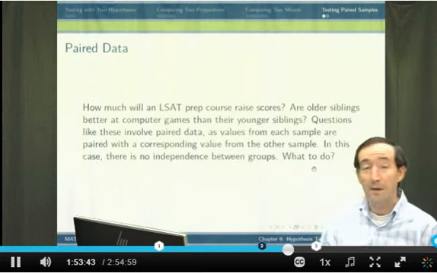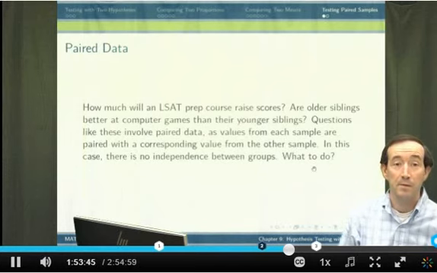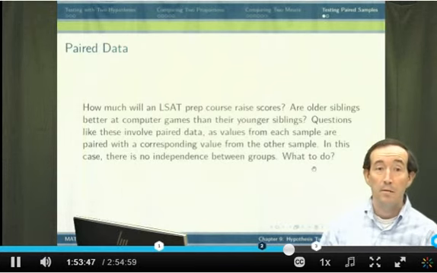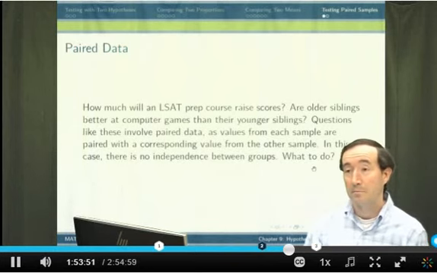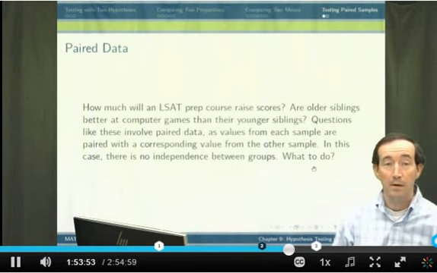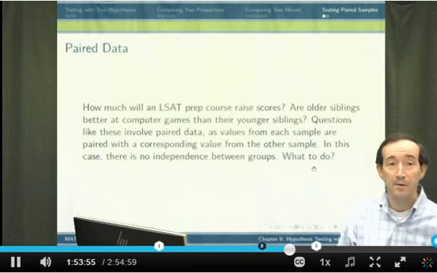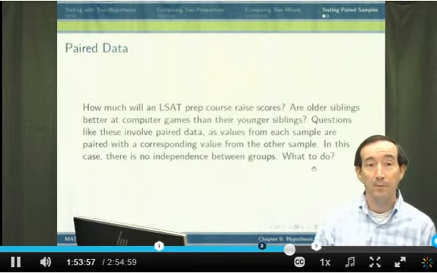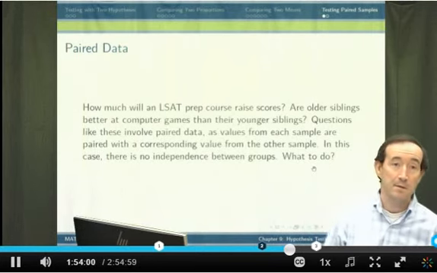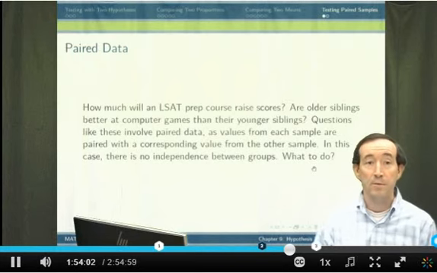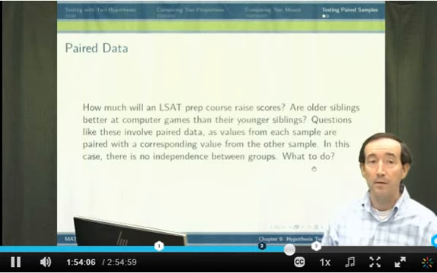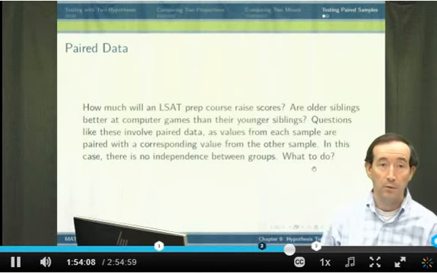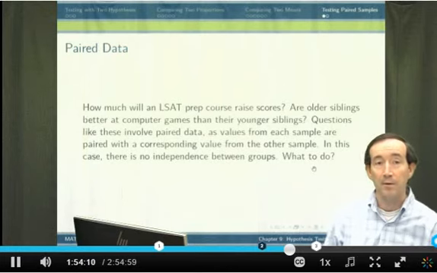You might also ask other interesting questions. Is an older sibling more likely to be better at a computer game than their younger sibling? Maybe, maybe not. But if we're pairing siblings, then maybe this one family plays a lot of computer games and this other family doesn't. For lots of different reasons, we might see a connection between those two groups, and we are pairing one sibling with another. So we're pairing those things up.